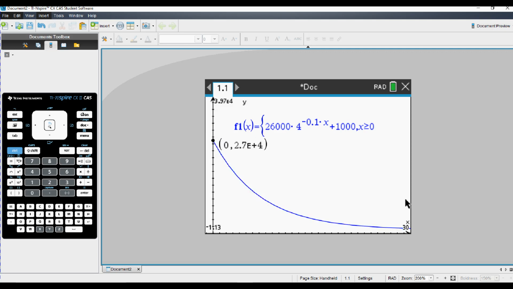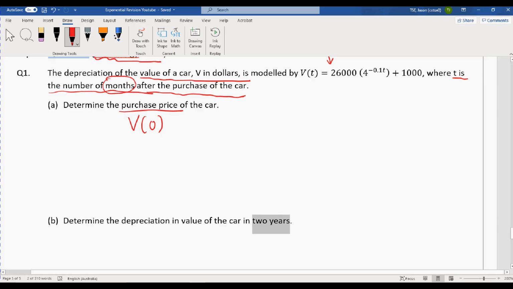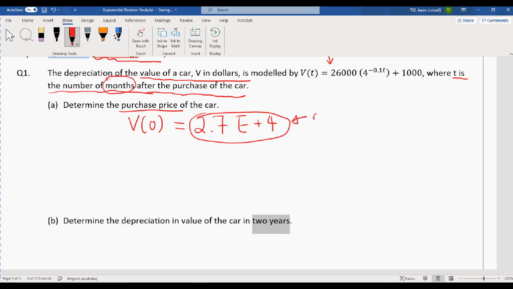You see the value of x is 0, but how about the y value? It seems like 2.7 e plus 4. What does it mean on your calculator? Let me write this. This is the display in the calculator. On your paper, you shouldn't write this as your answer, but you could write this one as your answer.